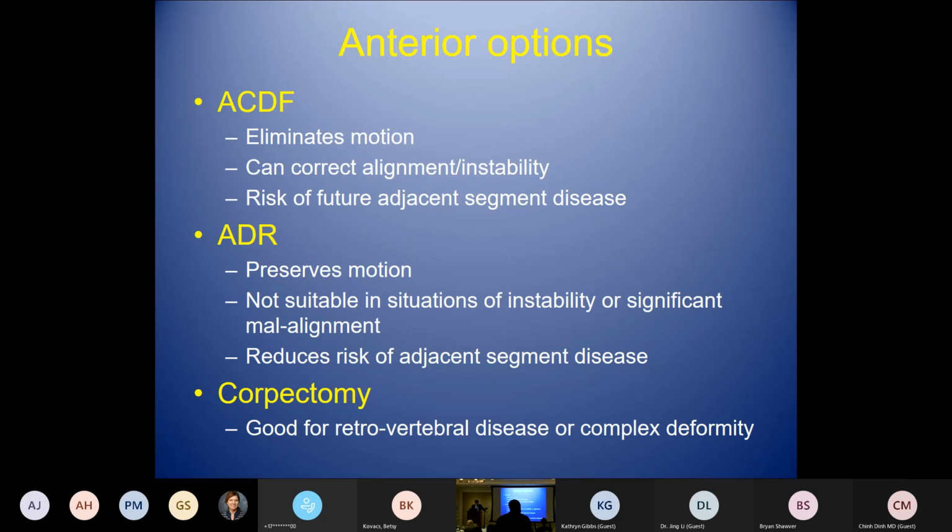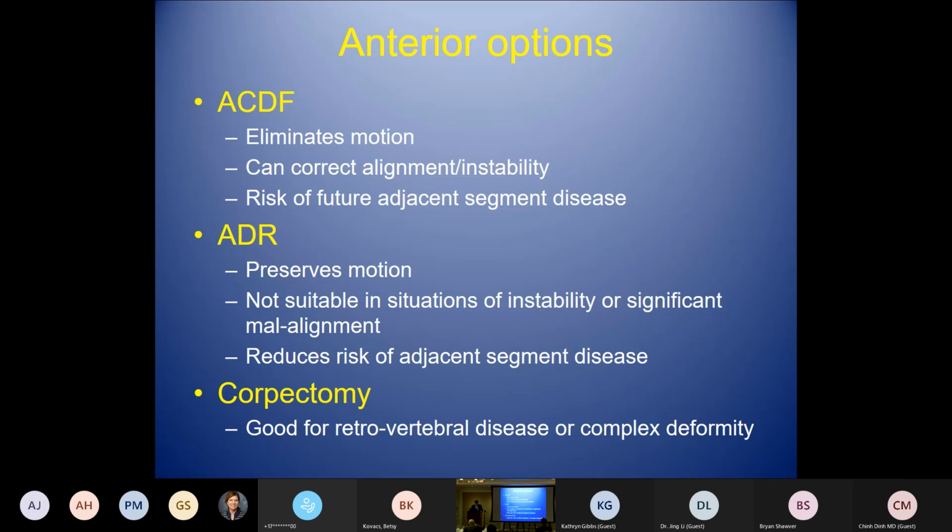So the anterior options being an ACDF, which is an anterior cervical discectomy and fusion. This eliminates motion. It can correct alignment or instability. And the downside of this is the risk of future adjacent segment disease, where, as we talked about, if you eliminate motion in 1 or 2 segments, the other ones have to kind of work overtime, so they can actually break down earlier than they otherwise would, causing problems.